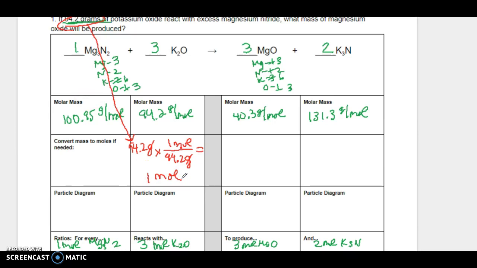Okay, right? It's not always going to be that clean. Okay, this one's just a little bit easy. Okay, all right, so my magnesium, I have 3 magnesiums and 2 nitrogens in 1 compound. I have 3 K2Os. Drawing it right, said it wrong. Okay. I have 3 MgOs.